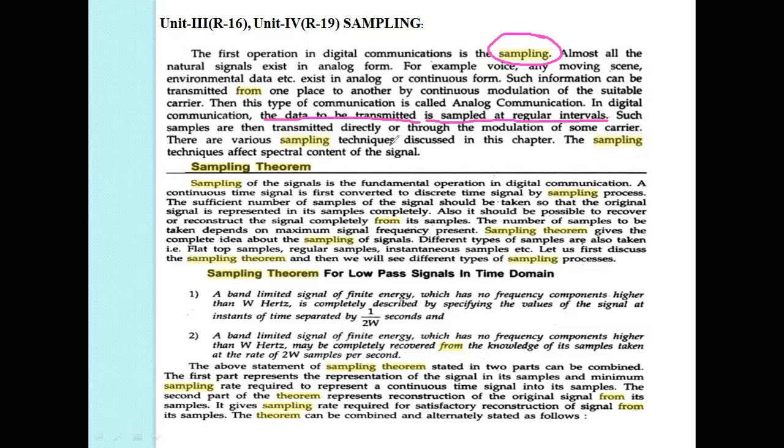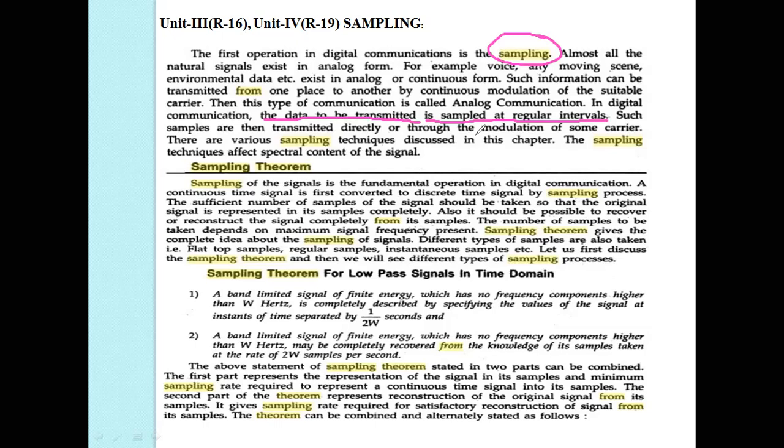There are various sampling techniques to convert the analog data to the digital data before we transmit the data. The sampling techniques affect the spectral content of the signal. There are different types of techniques, and those sampling techniques affect the spectral content of the signal.